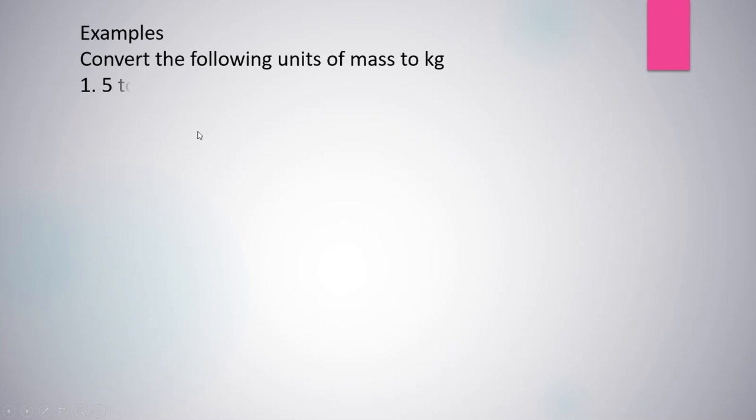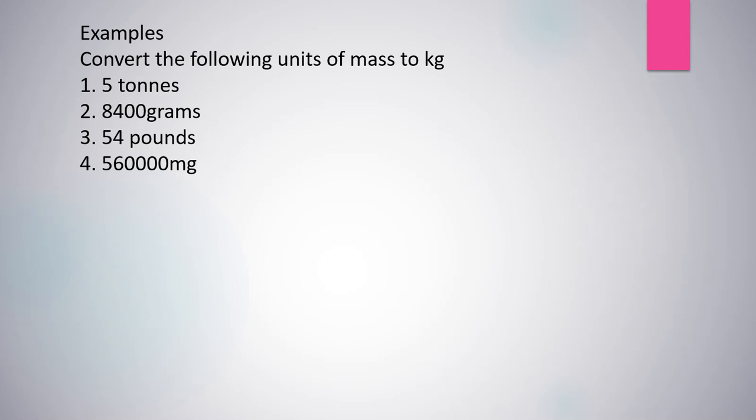You have to master this so that you are aware. Examples: convert the following units of mass to kilograms. For example, just have these simple numbers here. 5 tons to kilograms, 8,400 grams to kilograms, 54 pounds to kilograms, 560,000 milligrams to kilograms. Let's start with number 1.